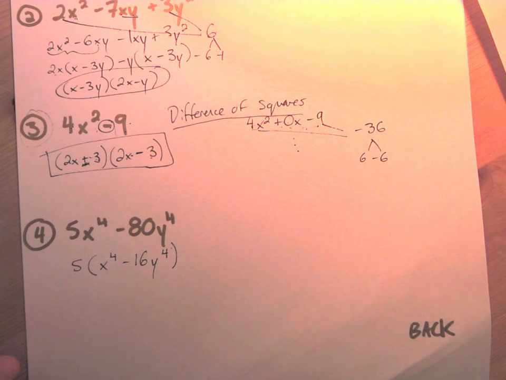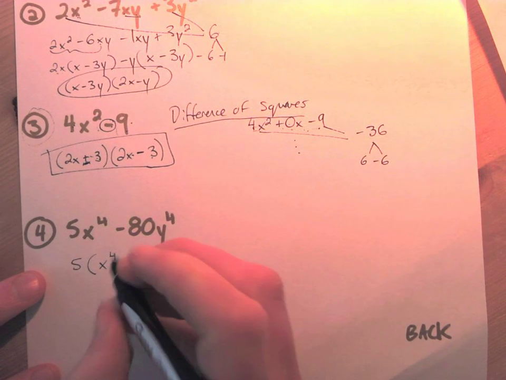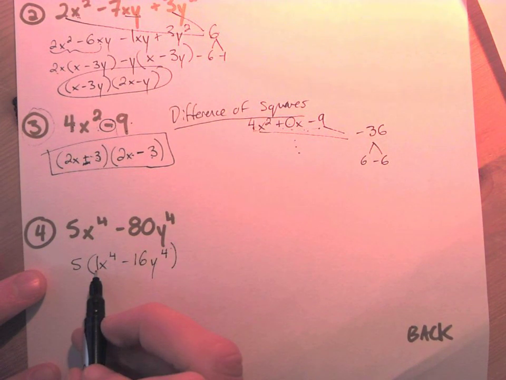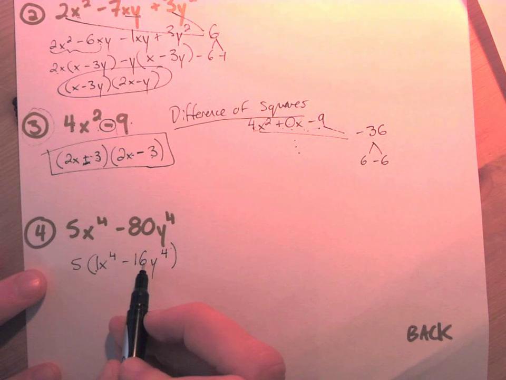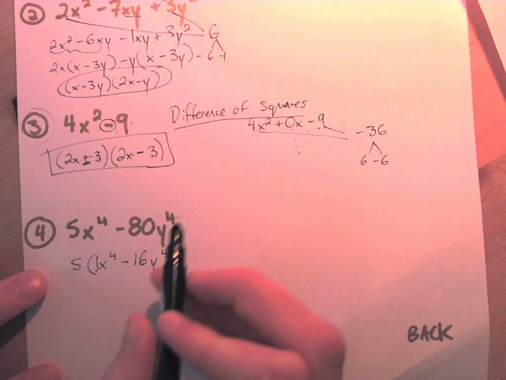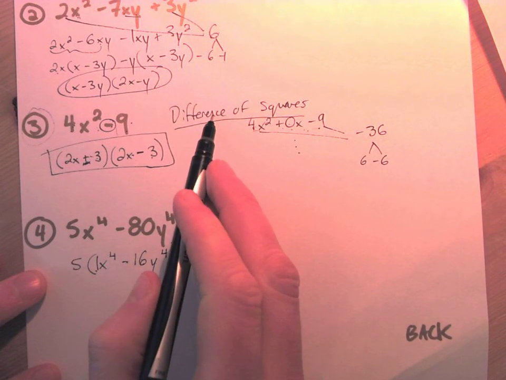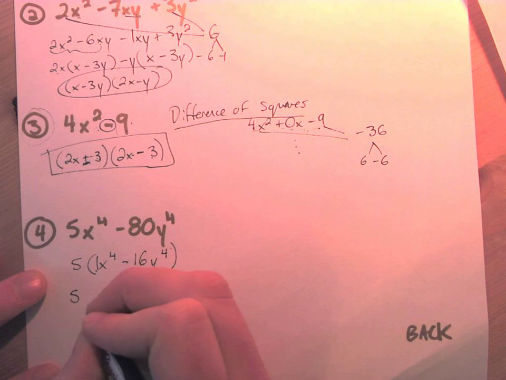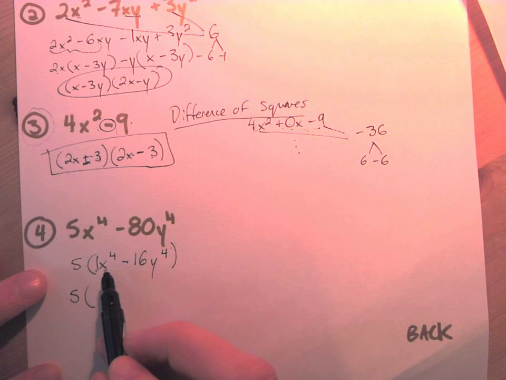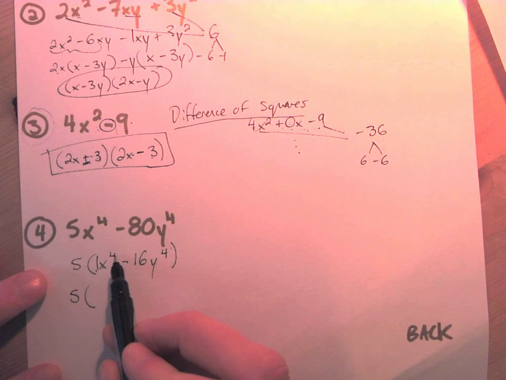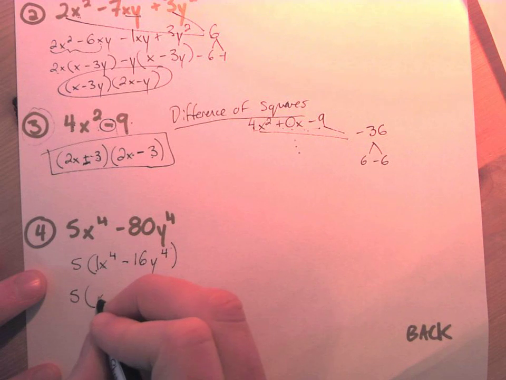Alright, now this part is really a 1. 1 is a square number, 16 is a square number, and there's a negative sign. So we notice that it's therefore a difference of squares. So we can rewrite this 5, and we can notice, let's see, the square root of x to the 4 is going to be x squared.